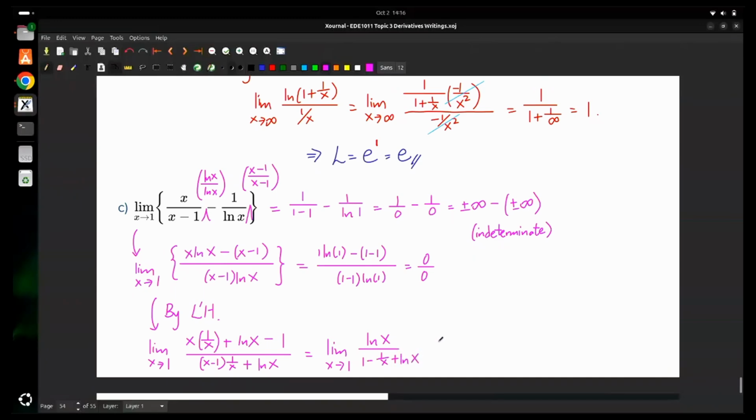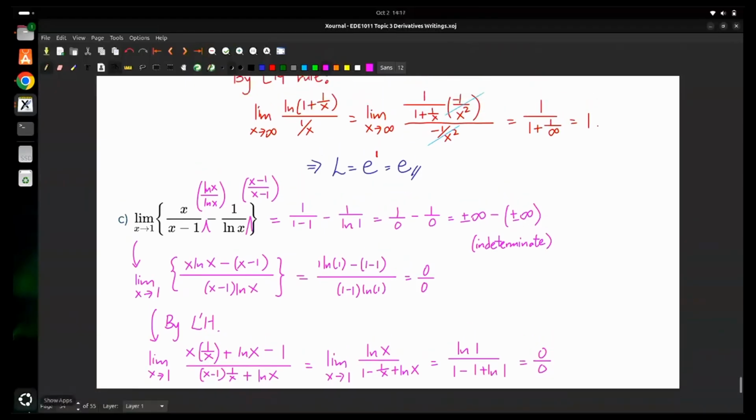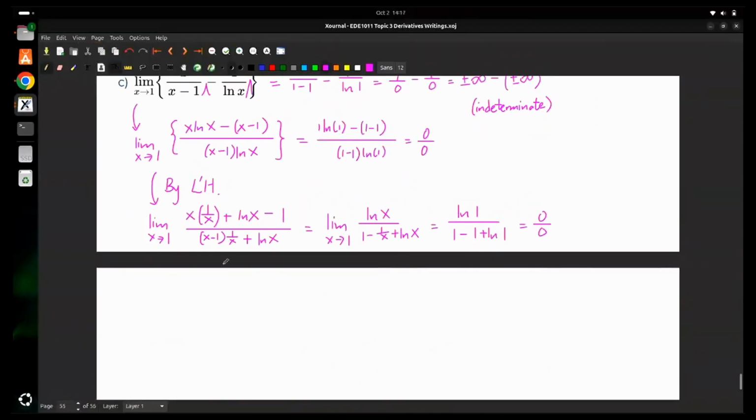Okay, so with that, I think we can try to substitute. You get ln 1 divided by 1 minus 1 plus ln 1. So that's still going to give us 0 over 0. So then we just differentiate one last time. So by L'Hopital again: differentiate ln x, get 1 over x, divided by, differentiate 1, get 0, differentiate 1 over x, you'll get 1 over x squared, then plus 1 over x.